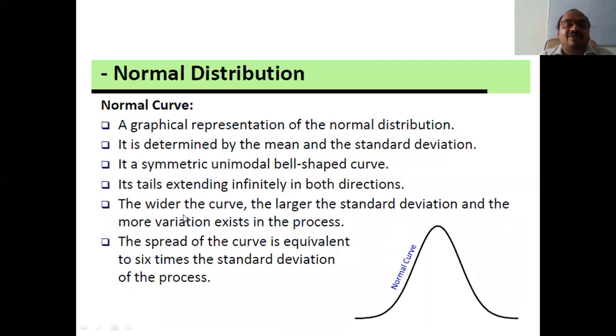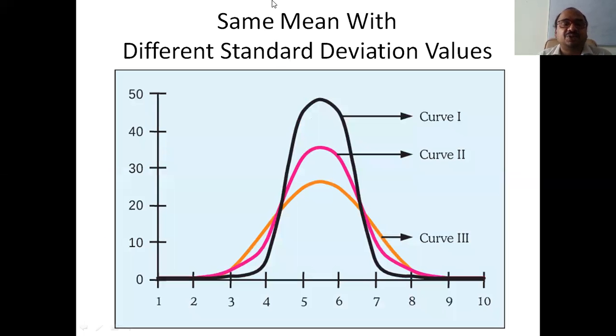The wider the curve, the larger the standard deviation. See here, I will show you bell shape curves. This is a bell shape, this is also a bell shape, this is also a bell shape. Three bells are there, all are bells only. And if you come to the center point, mean, median, mode are all the same for curve 1, curve 2, curve 3.